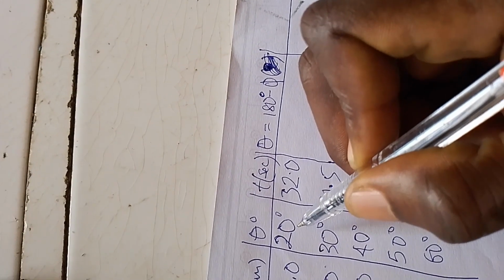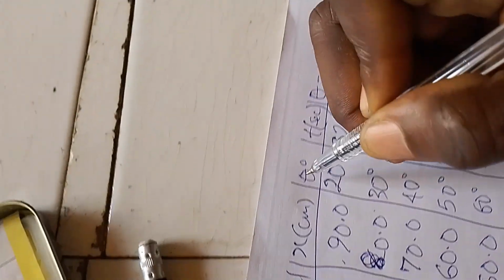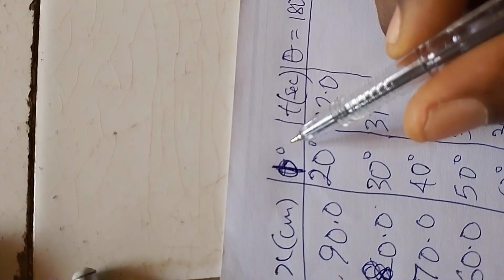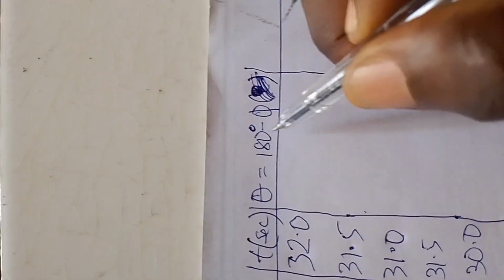Now we have seen that, and that's theta. You come here, already we have gotten phi before, not theta, phi. We've gotten phi before. Now they say we should find theta equal to 180 minus phi. That means 180 minus 20.